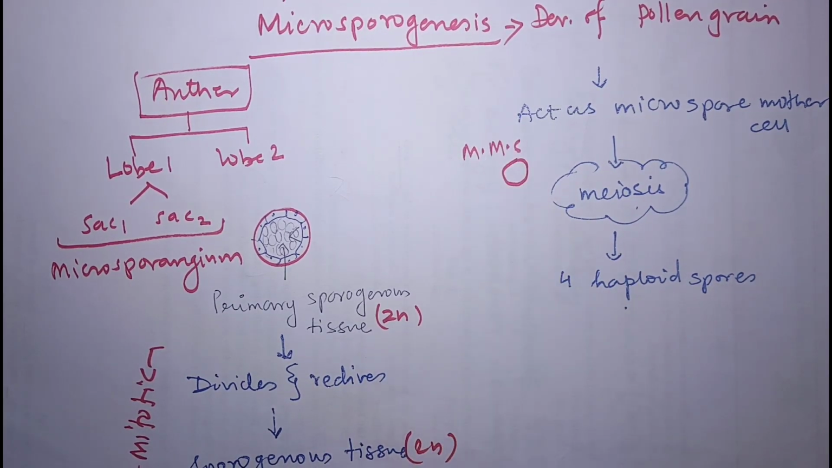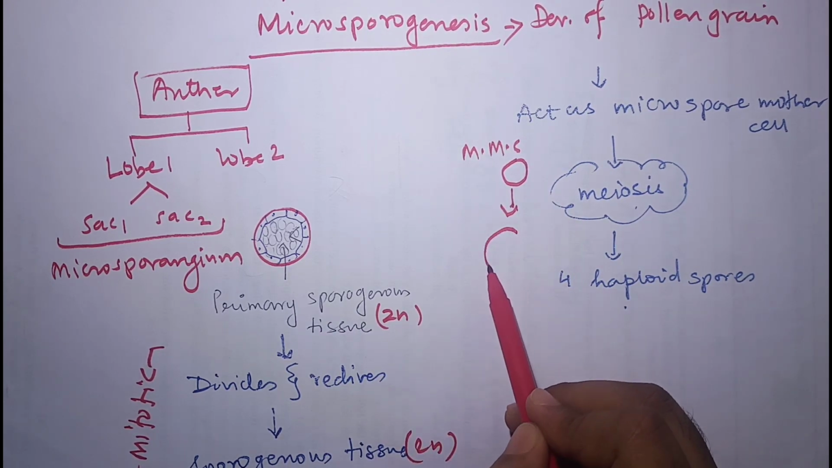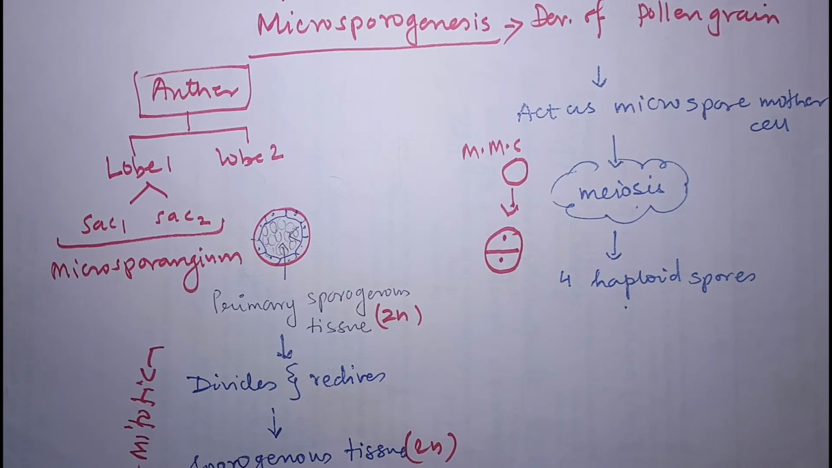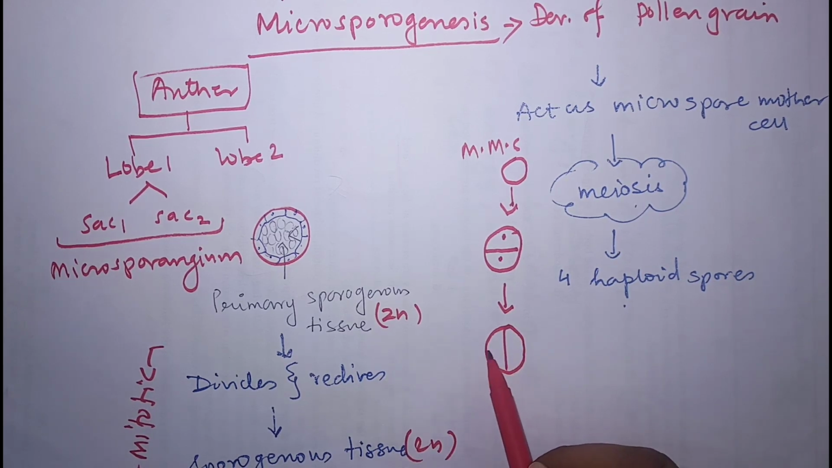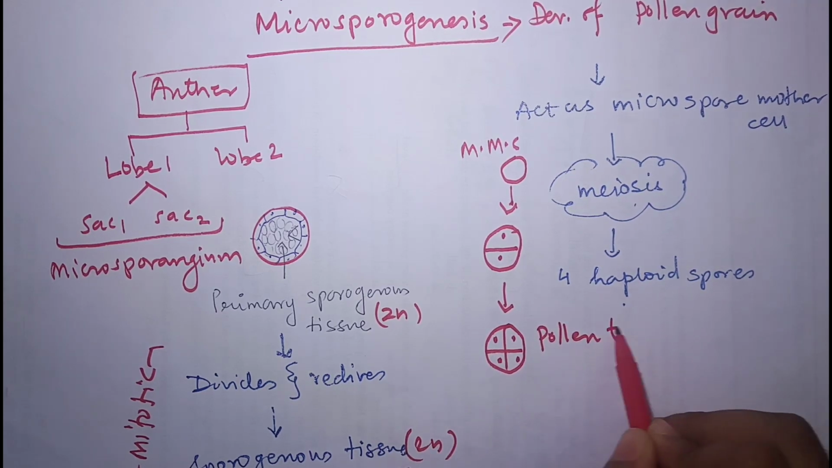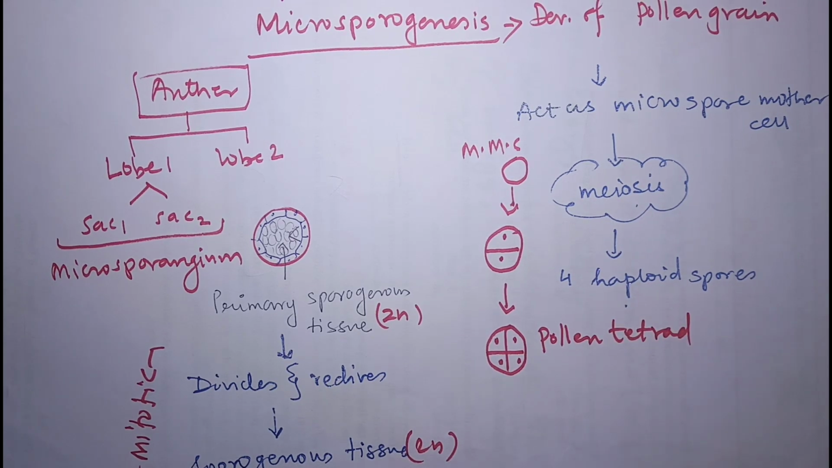This is one of the microspore mother cells. Okay, so when the microspore mother cell divides, it will form 2 cells. So this is a division, 2 cells. And during the meiosis process, a total of 4 cells are formed. So at last it will be producing how many cells? 4 cells, like this. Because of 4 pollens, we say pollen tetrad. Okay, pollen tetrad.